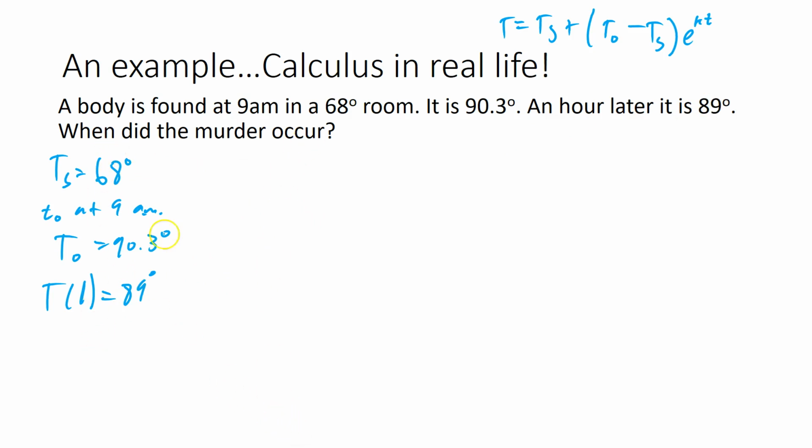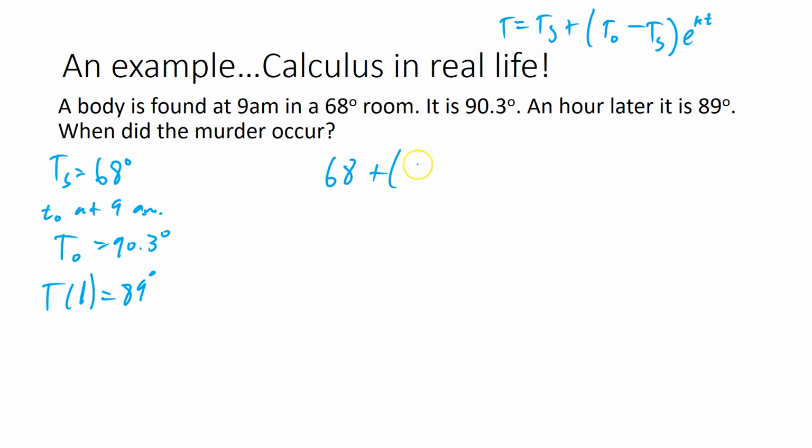So notice what we do. Let's see what we know here. We know Ts, we know T0, we know T, we don't know K. So often with problems like this, you have to find K first, and then you use it somehow. Okay, so we found this dead body at 9 a.m. It's in a 68-degree room. It's 90.3 degrees. Okay, let's put in all the pieces that we know.